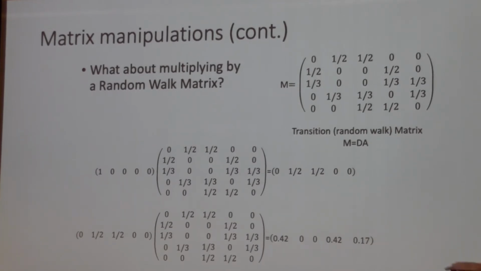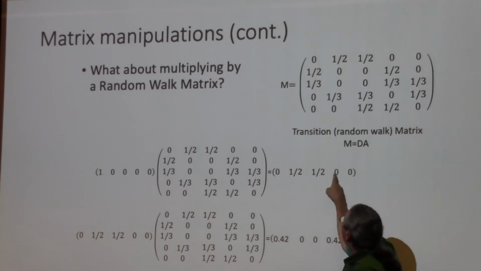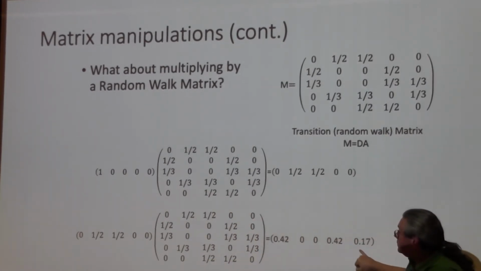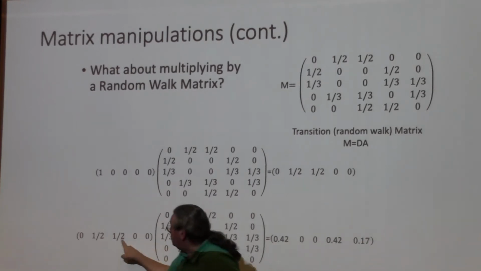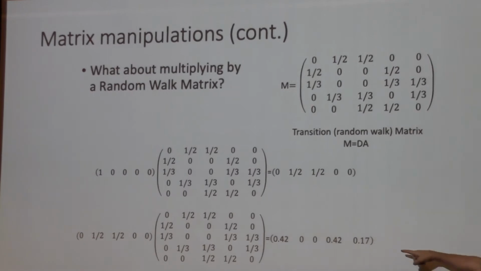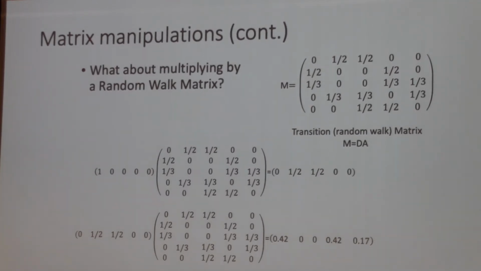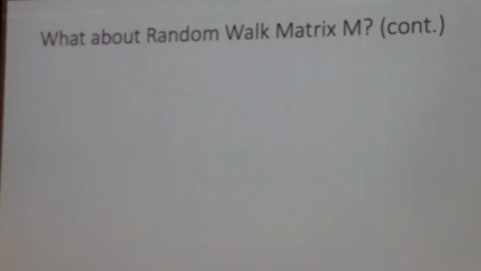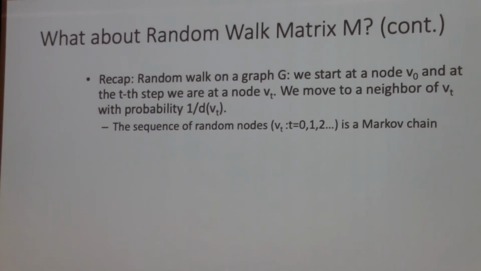But if you keep going, if you take this one, 0, a half, 0, 0, and you multiply again, then you get the probabilities. So starting with these probabilities, you end up with these probabilities. So you can see each time you multiply, you're going farther.